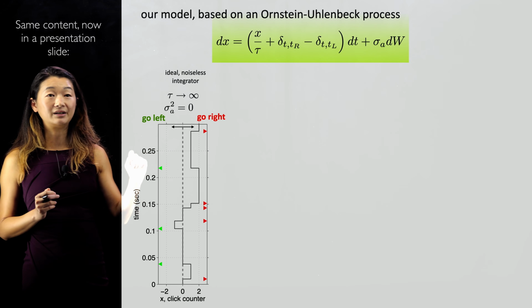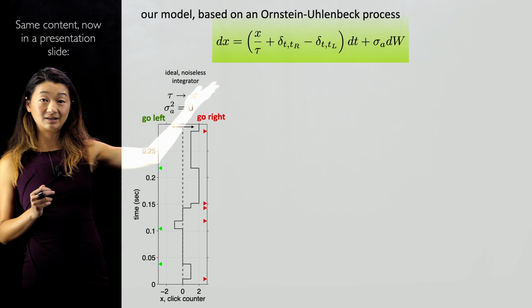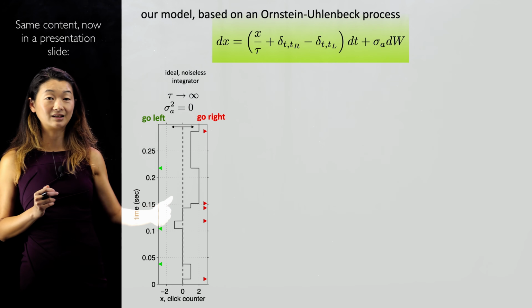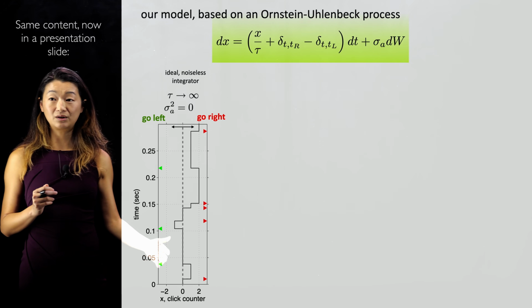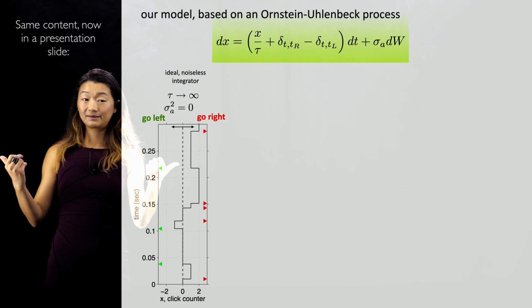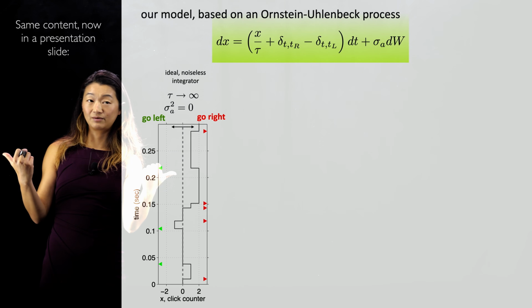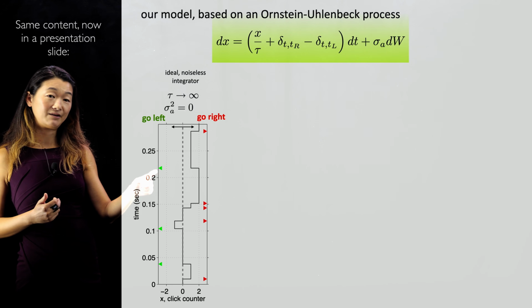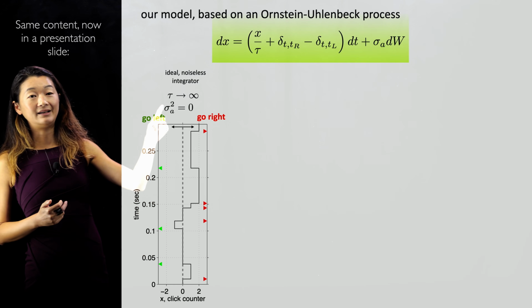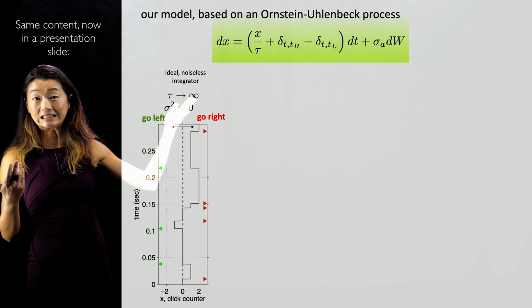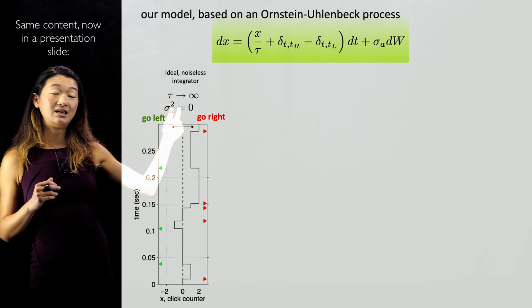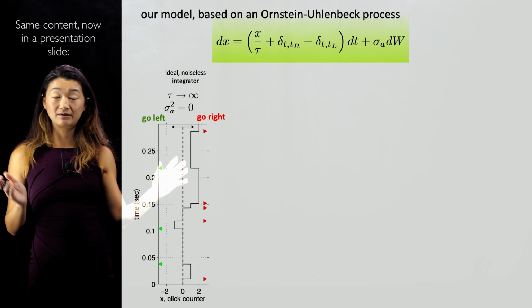And as I talk about it, I actually talk about the variables. So x is the decision variable. It's counting the clicks on the left and right. You can see this is one simple example of an ideal integrator where I'm just counting how many left and how many right, negative being left, positive being right, and it's illustrated with the timing of the evidence coming in by these little arrows here. And I would explain what tau is. Tau infinite means that the memory is lossless, perfect. And sigma A equals 0 means that it has no noise whatsoever.